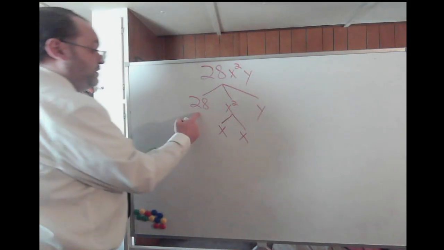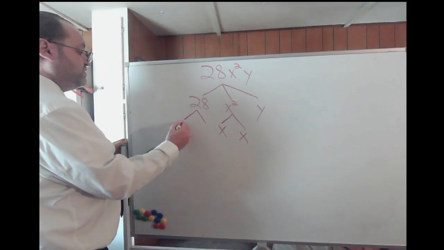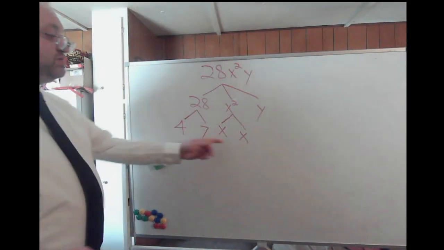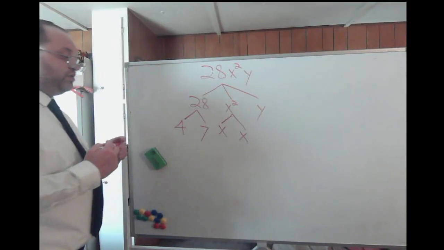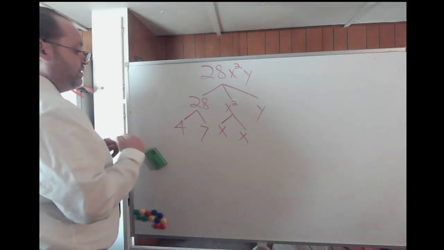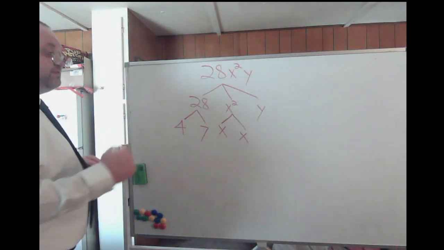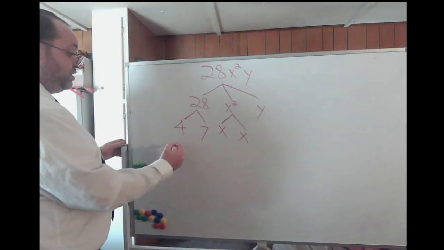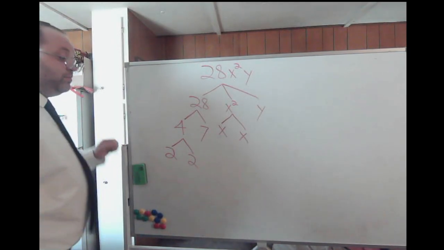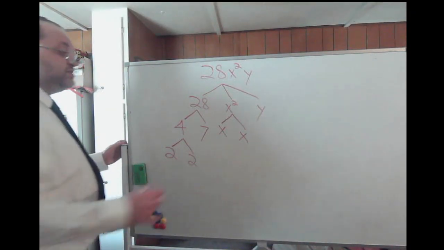Can we factor 28 any further? We sure can. You could do 4 and 7. Well, the x's don't factor any further. They're each their own prime factor. You just have 1 times x for each one. You couldn't do that any further. You can't factor 7 any further because it's a prime number. It's just 1 and 7 for the factors. But we could factor 4. That comes down to 2 and 2. And we can't factor the 2's any further, so therefore we have our prime factorization.